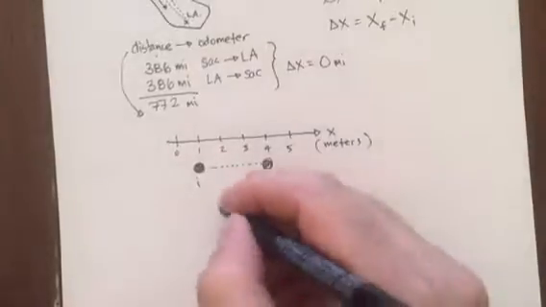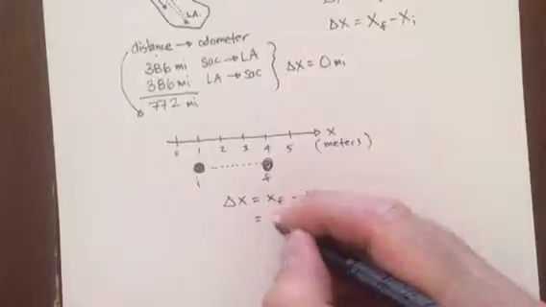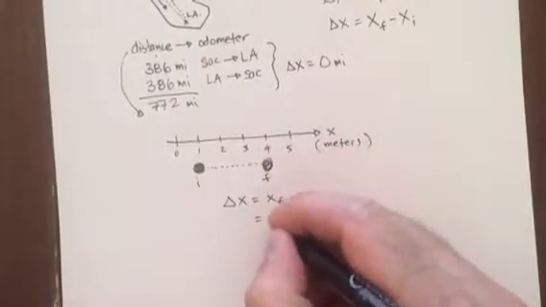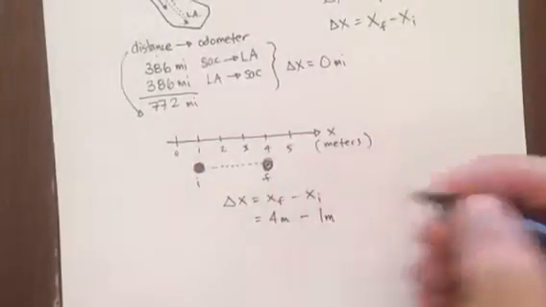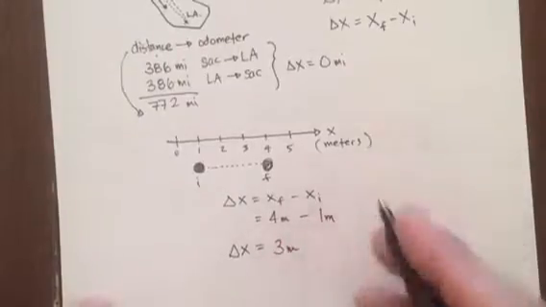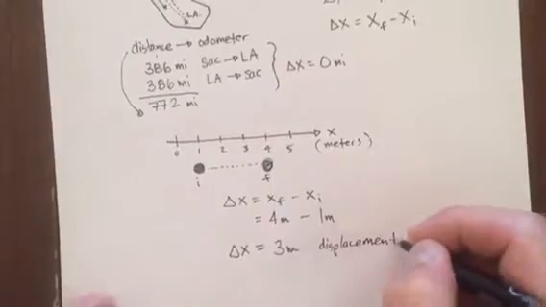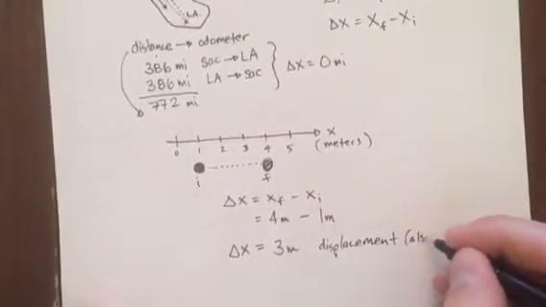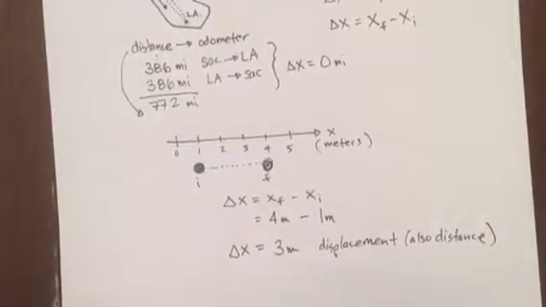then the displacement that we've traveled, change in x, is equal to the final position minus the initial position. The final position is where we ended up. We were at 4 meters. And then we're going to subtract off the initial position, which was at 1 meter. And so our displacement, or change in position, is 3 meters. Now this is also our distance. The distance is the same in this particular case, because we've gone 1, 2, 3 meters for our distance. But distance is not a vector.